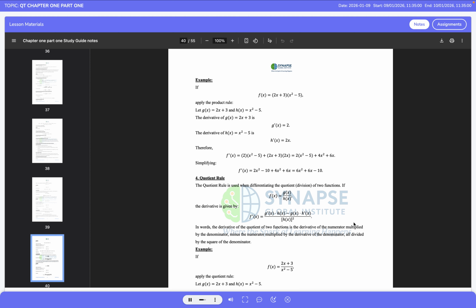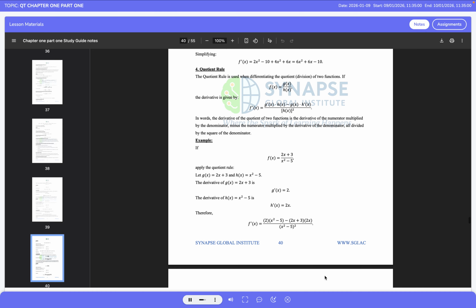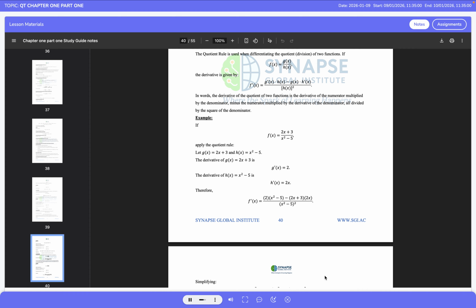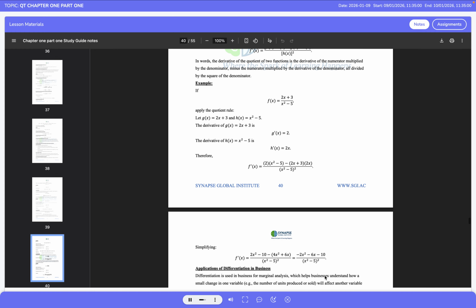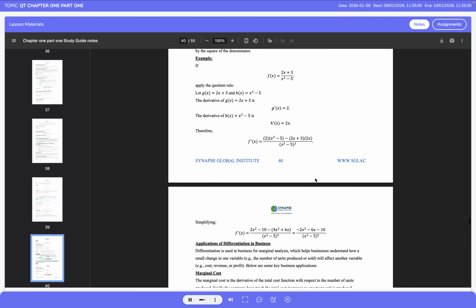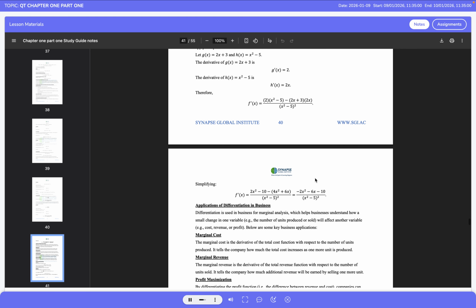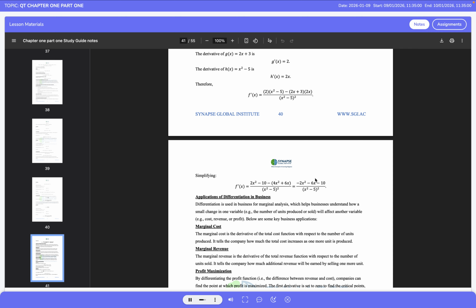For example, if a function is defined as 2x plus 3 divided by x squared minus 5, we differentiate the numerator to get 2 and the denominator to get 2x. Substituting into the quotient rule gives 2 multiplied by the quantity x squared minus 5, minus the quantity 2x plus 3 multiplied by 2x, all divided by the quantity x squared minus 5 squared. Simplifying leads to negative 2x squared minus 6x minus 10 divided by the quantity x squared minus 5 squared.